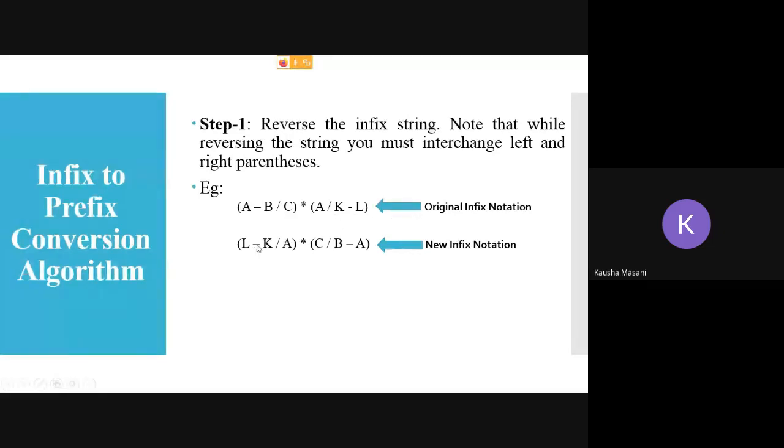You have to reverse it. So the reversed string. This is infix only, okay? You have not yet done anything. You have just reversed it. So this is the reverse part. That is your step number 1.